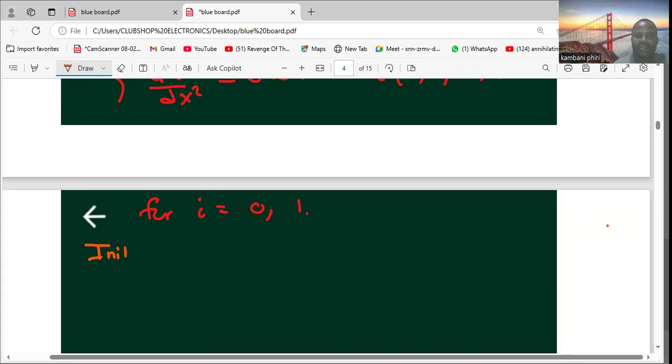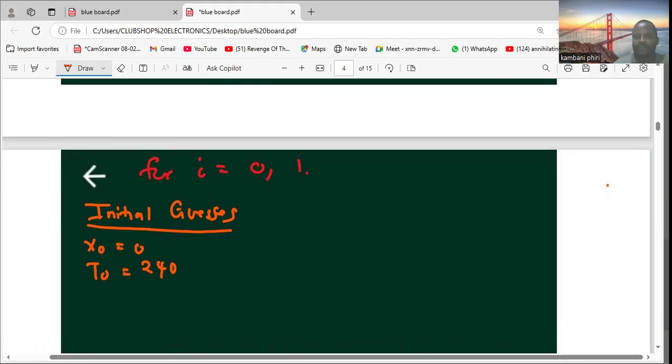So our initial guesses, we are going to pick x naught is equal to 0. Then t naught, it is 240, the given one. This is what is given. Then z naught, we are picking negative 120. This is our own initial guess.